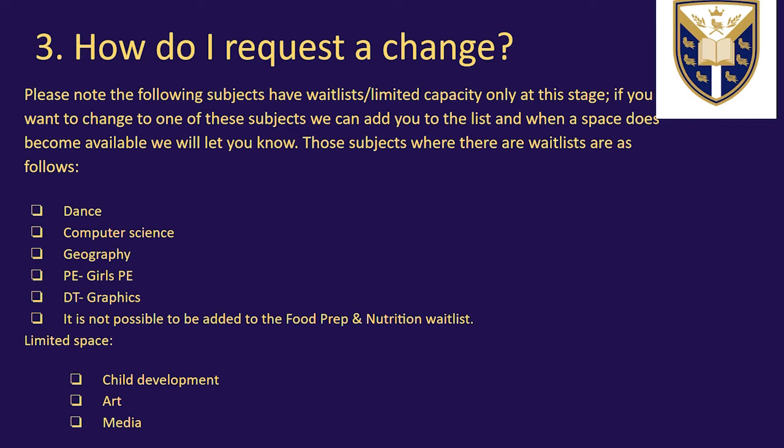Subjects where we do have just limited space, so it may only be 1 or 2 spaces: child development, art and media. So if you are considering one of those subjects, you would need to get your form in relatively quickly. We do prioritise requests in the order in which they come in once you are requesting changes. But remember, if you didn't get graphics or food because of oversubscription, you are already on the wait list. You do not need to request a change.